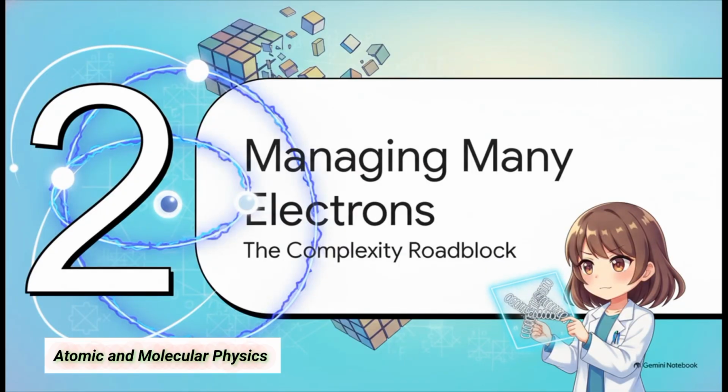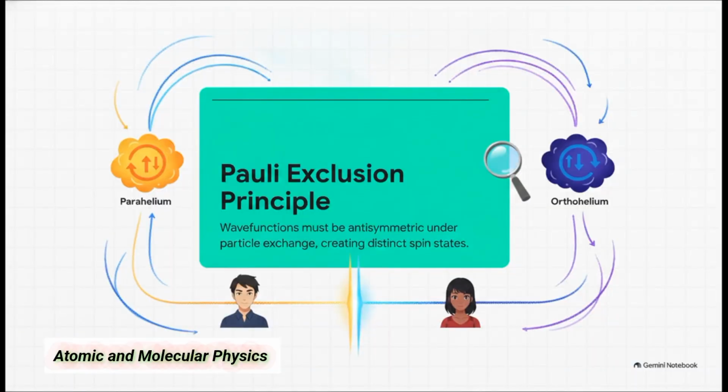Moving on to Section 2, managing many electrons, and the complexity roadblock. Okay, so here's where it gets tricky. The second we add just one more electron to make helium, our perfectly solvable model shatters into an analytically insoluble three-body problem. It's crazy that adding just one piece totally breaks the perfect math.